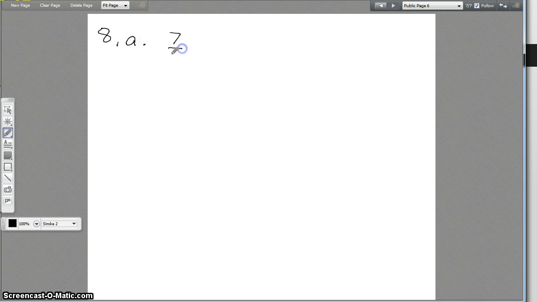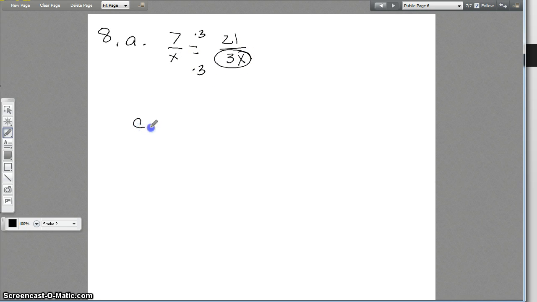We have 7 over x is equal to 21 over something. We need to know what goes down here on the bottom. Well, look at our numerator. What do we have to do to 7 to get 21? Well, we have to multiply by 3. 7 times 3 is 21. So we need to do the same thing to the denominator. x times 3 is 3x. So 3x is what goes in the blank spot.